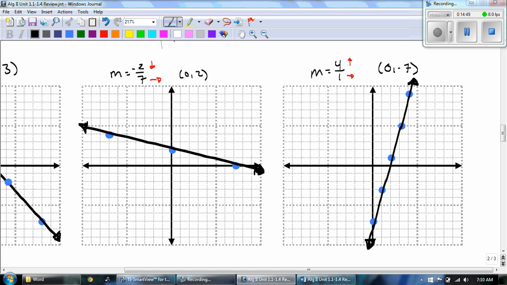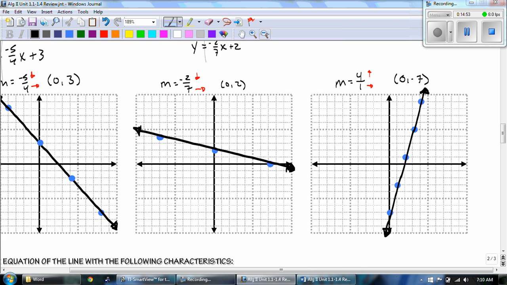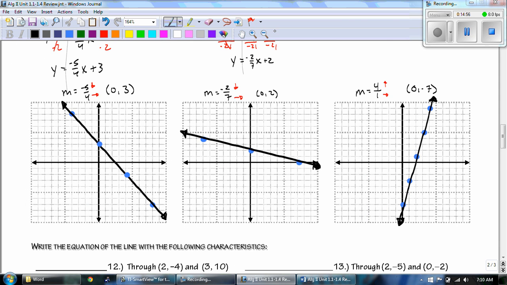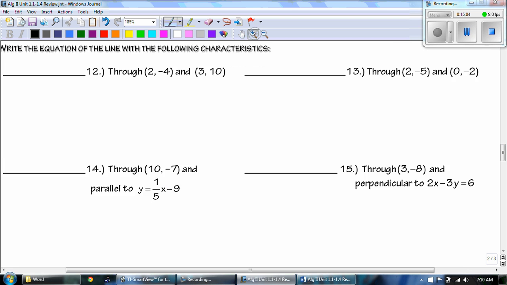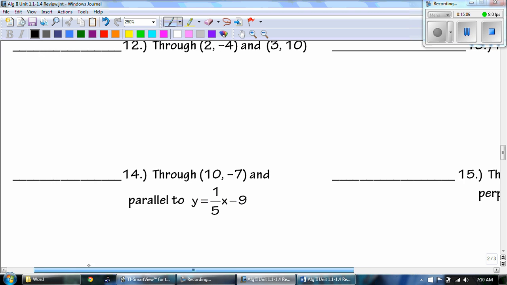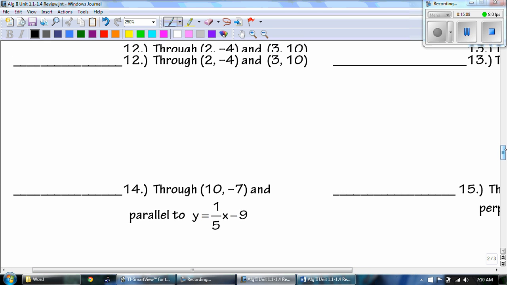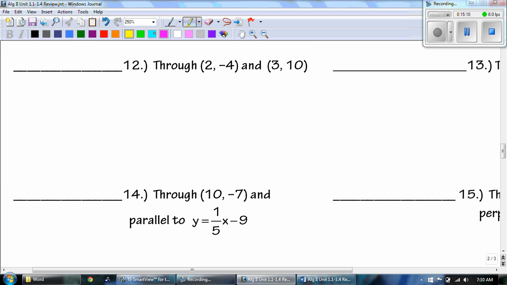Excuse me. Okay. Hey, we're almost done. We're getting there. All right. So write the equation of the line with the following characteristics. So remember, on one of our notes, we talked about the different things we need to do. And when we've got 2 points, the first thing I need is the slope.